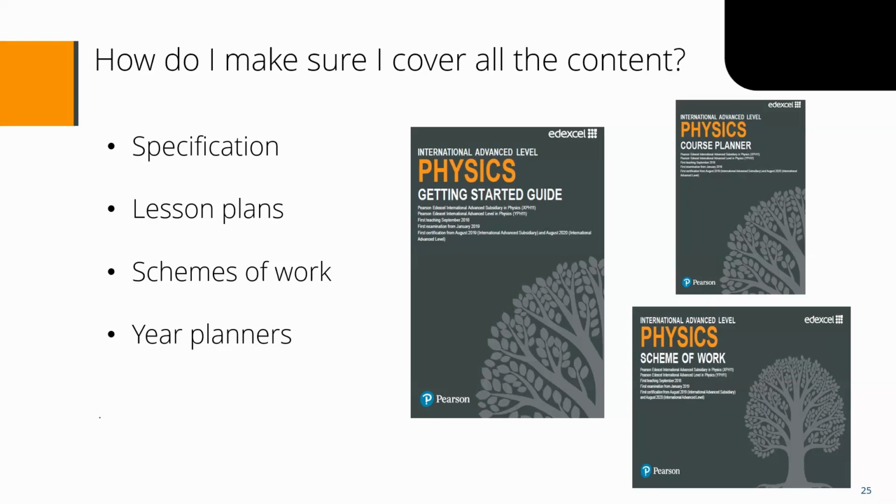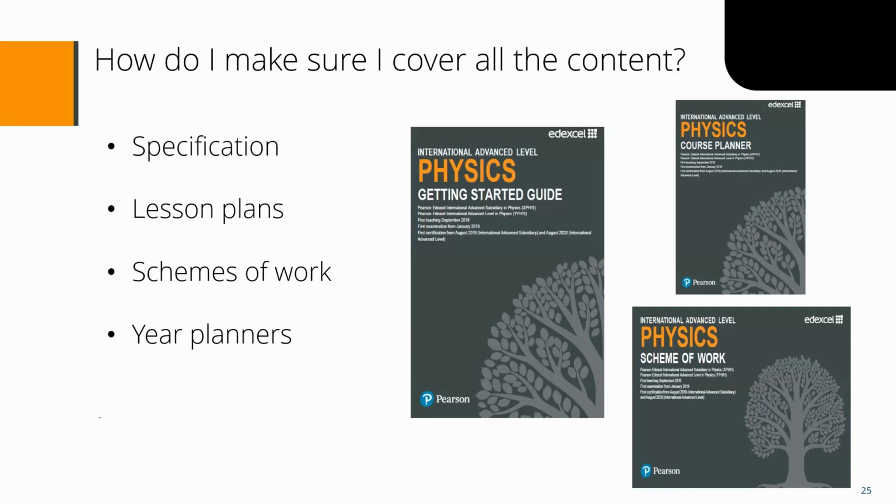So, in addition to the specification, there are other resources that are freely available on the Pearson website. You can download from that same web page I mentioned, which are to help physics teachers plan their scheme of work. The document that's pictured on the left here is the Getting Started guide for this specification. On the right of that is the course planner, and down at the bottom right-hand corner, the scheme of work. All of these documents, as I say, are freely downloadable online from the website.